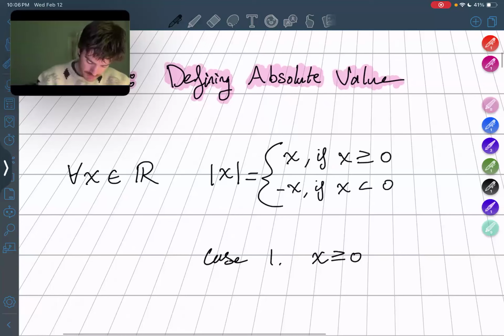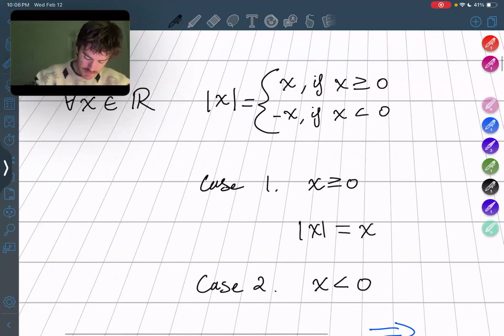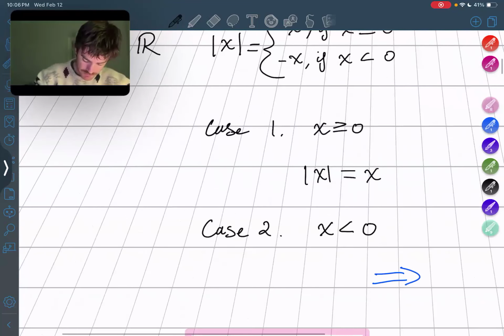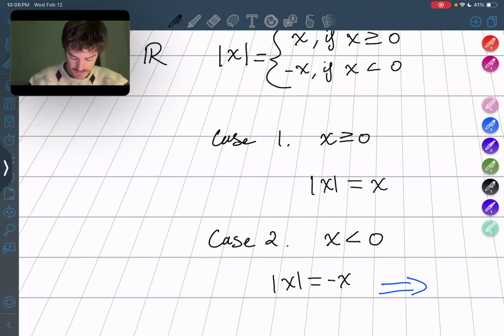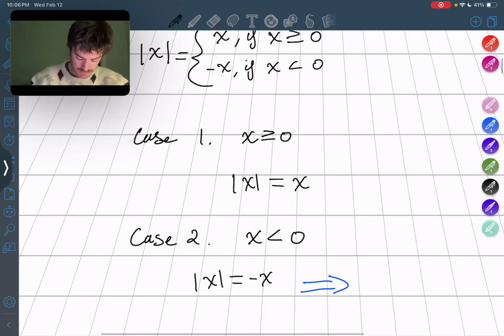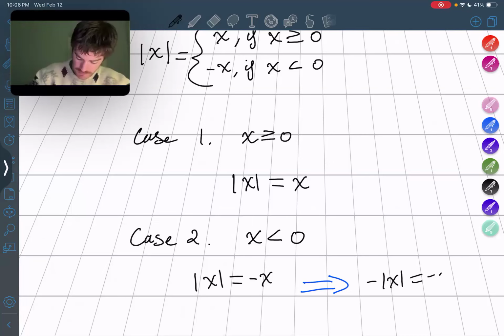Case 1, x is greater than 0. So that means that the absolute value of x is just equal to x. And case 2 is the absolute value of x is equal to negative x. That's when x is less than 0. Just negating both sides here, we get that the negative absolute value of x is equal to x. Oh, sorry, regular x.